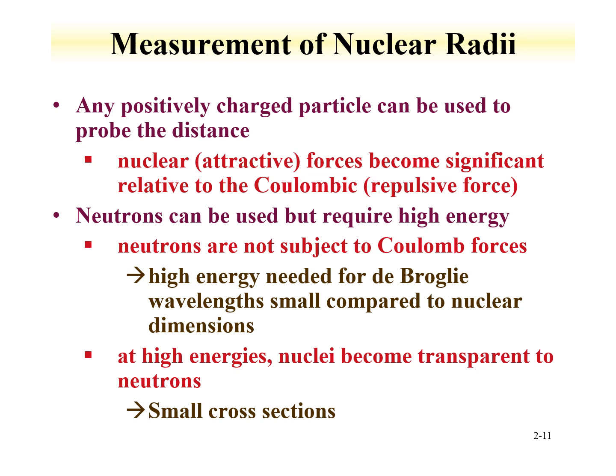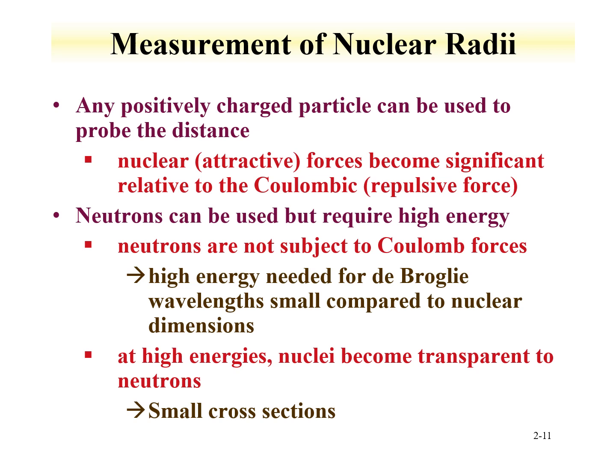In the previous slide, we talked about an alpha particle impinging on a nucleus. Basically, any positively charged particle can be used to probe the distance. I could even use electrons, so I could use a negatively charged particle, but nuclear attractive forces become significant relative to the Coulombic forces. The closer you get, the more these nuclear attractive forces will start to override Coulombic repulsive forces.